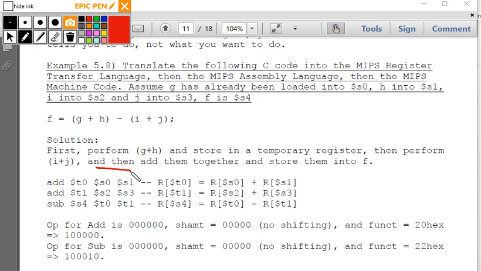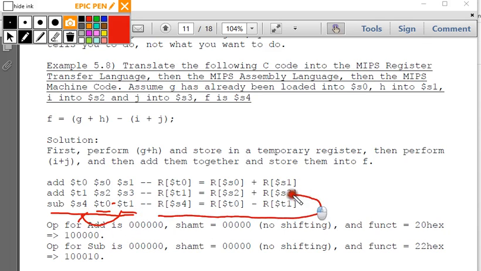All right, so same thing. We have S0 in G, S1 in H. So the first thing we've done is added them and put them into T0. The next thing we do is have I and J. I is in S2, J is in S3. So you have S2 and S3, and we've done T1. That's another temporary. And then we have a subtract function value where it's T0 minus T1, put into S4.